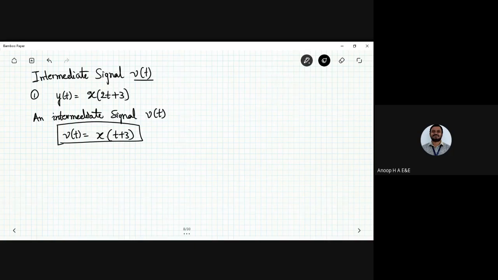So if I want to write a similar signal where I have x of t plus 3, I need to sketch the signal for x of 2t plus 3. Let me take any signal, for example. The simplest signal is this one, x of t, with points at minus 1, 1 and 0. So I need to sketch the signal x of 2t plus 3.